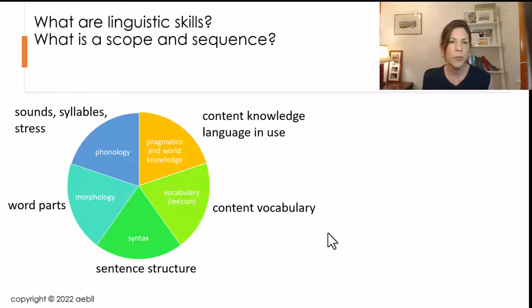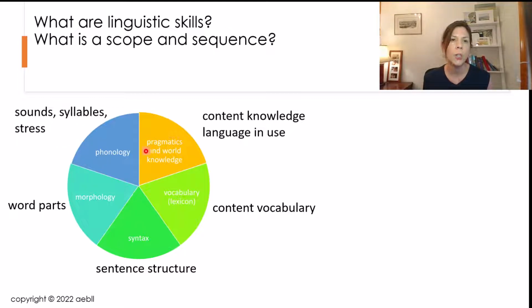So I want to talk to you first about what linguistic skills are. What do I mean when I refer to linguistic skills? Okay, if we look at this pie chart, we can see that we have 5 components. And what I'm doing here is I'm showing you the components of oral language because when we acquire a new language, we acquire it orally first before we acquire the written language. And so when I talk to you about linguistic skills, I'm talking to you about phonology, which are the sounds, the syllables, and the stress of the language.